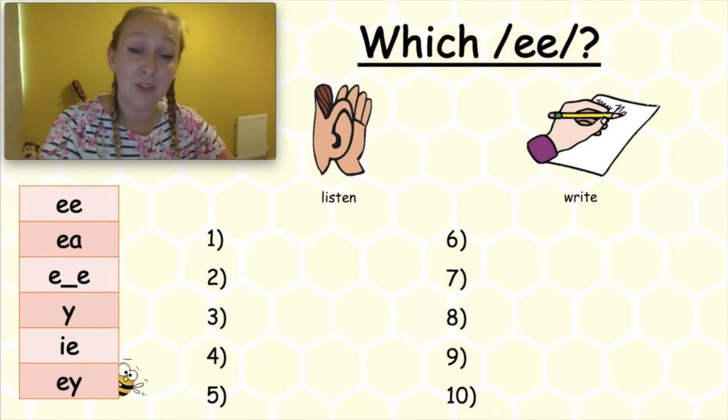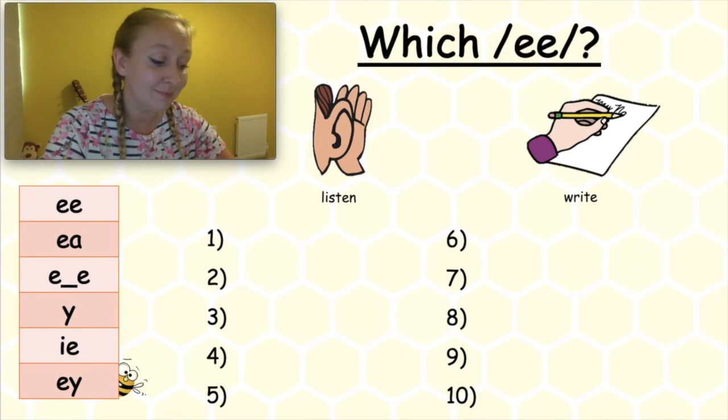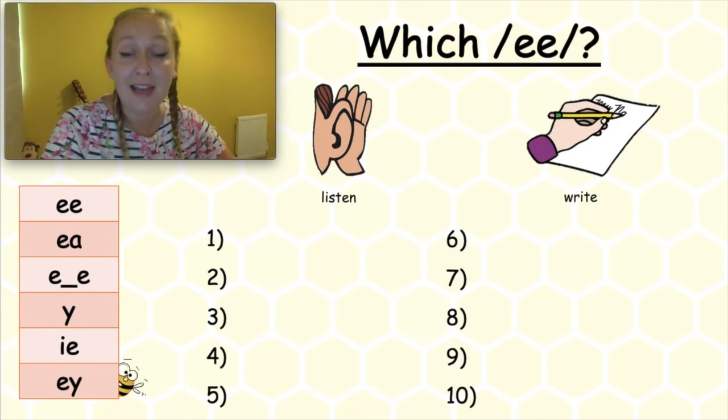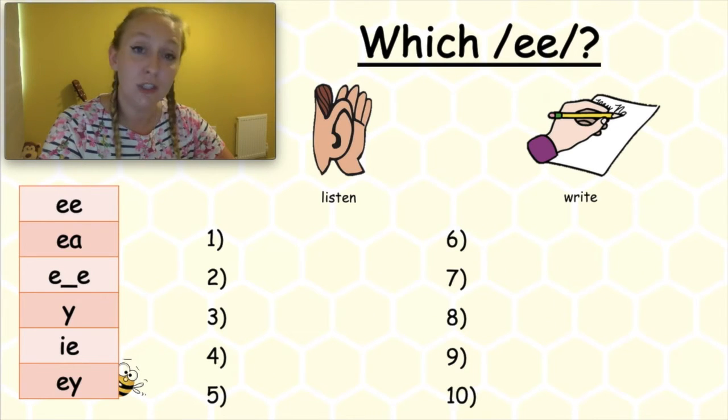Number 8. The word is parsley. I put parsley in the food. The word is parsley. Number 9. The word is valley. They live in the valley between the hills. The word is valley. And finally, number 10, the word is cheek. I fell over and scratched my cheek. The word is cheek.